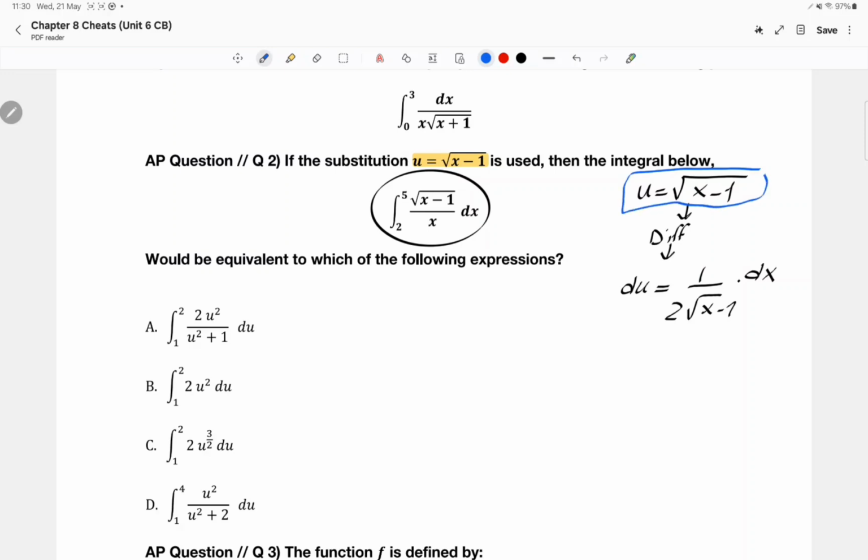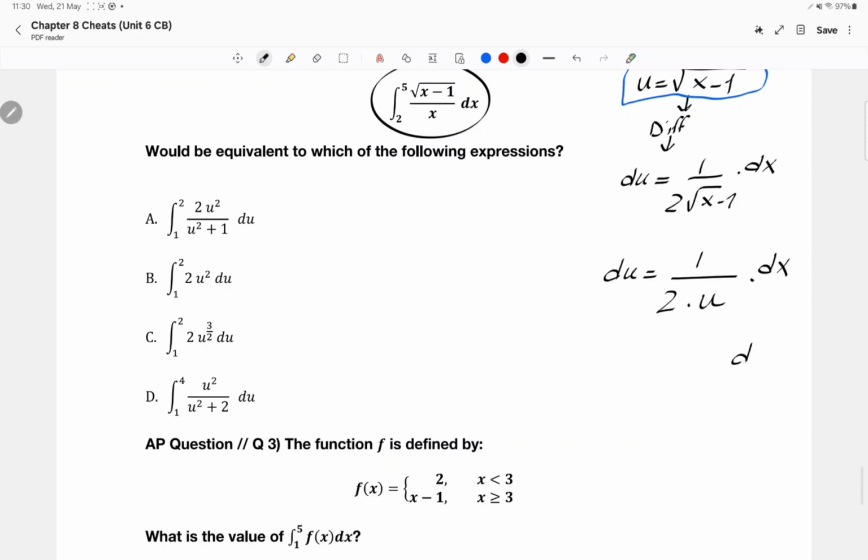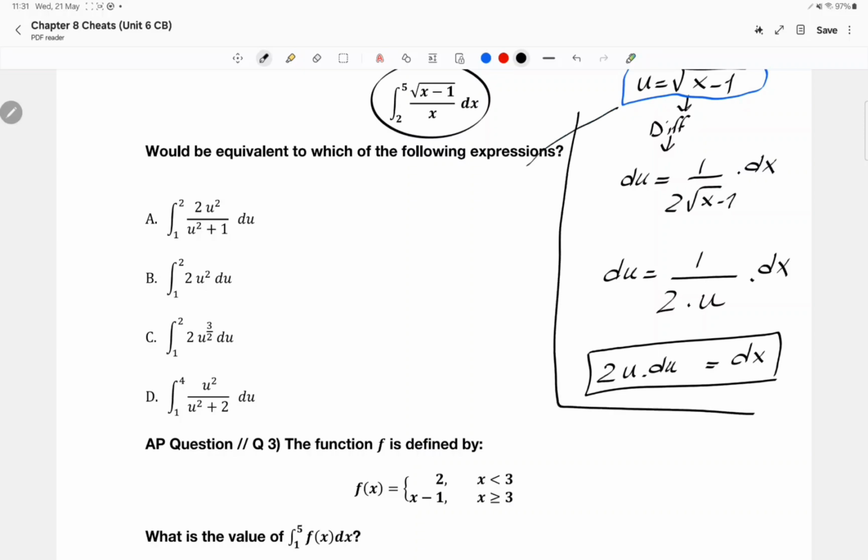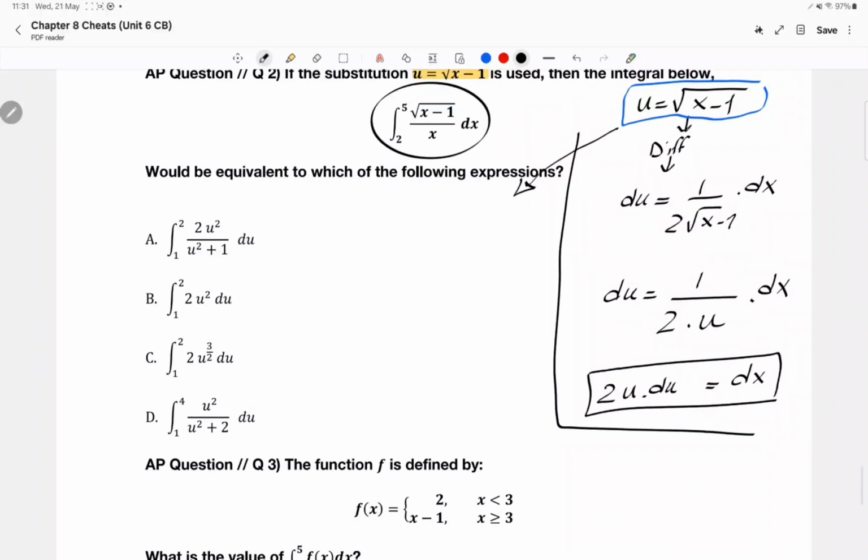Now as you know, u is equal to the root of x minus 1. Therefore, I'm going to be replacing the root of x minus 1 with u. And now it's time to simplify. So we're going to say right now dx is equal to 2u du. Now, also one more thing, which is that if u is equal to the square root of x minus 1, if I square everything, I'll get u squared is equal to x minus 1. That means x will be u squared plus 1.